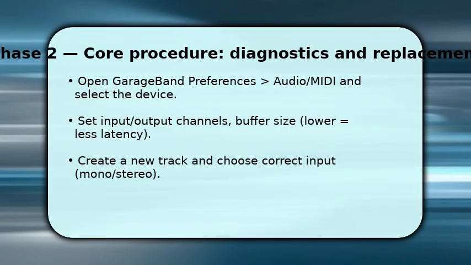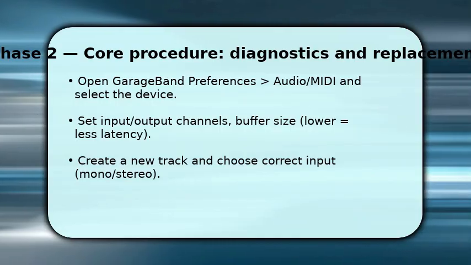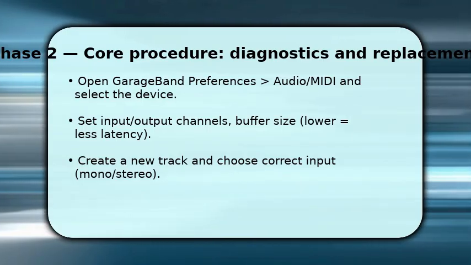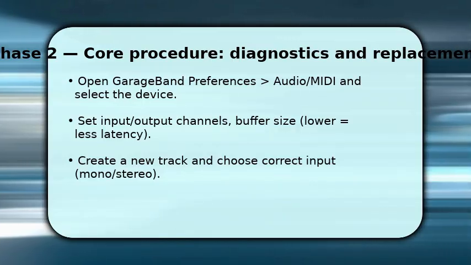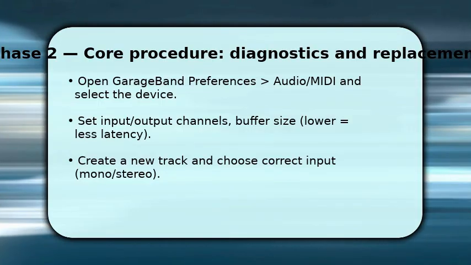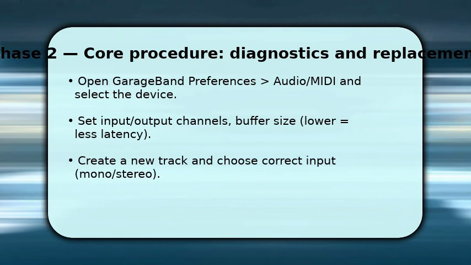Now you configure GarageBand so audio flows correctly and you know why. Open GarageBand, go to Preferences, Audio/MIDI, and select the interface or headphone device for input and output. Then set the buffer size, lower for recording to reduce latency, higher for mixing to prevent glitches. Create a new audio track and assign the proper input channel, mono for one mic, stereo for two. Make sure the track's monitoring is enabled so you can hear through your headphones while recording or playing back.